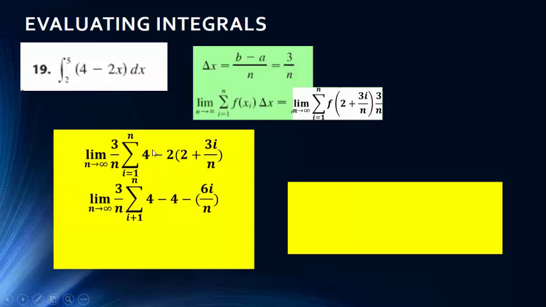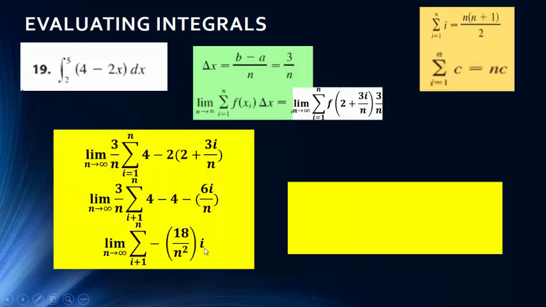We get 4 minus 4 minus 6i over n, which notice gives us simply 4 minus 4 is 0, so we get negative 18 over n squared. Why is it n squared? Notice what we've done is we pulled the 3 inside, we've pulled the n inside, and so we've multiplied across. We get negative 18i over n squared. So we've just taken this 3 over n, multiplied times this negative 6i over n.